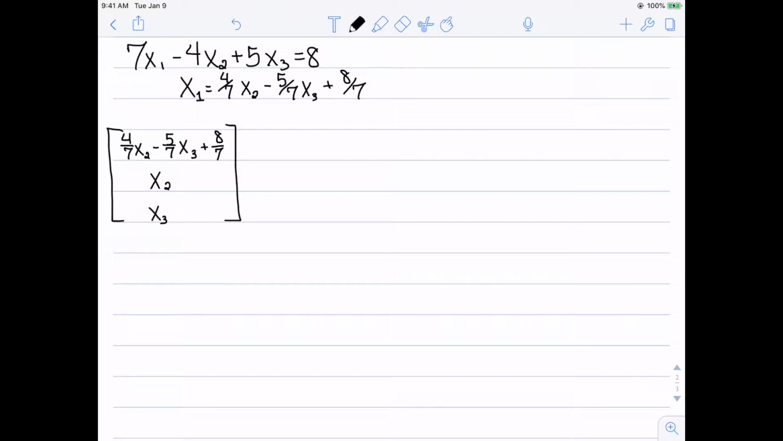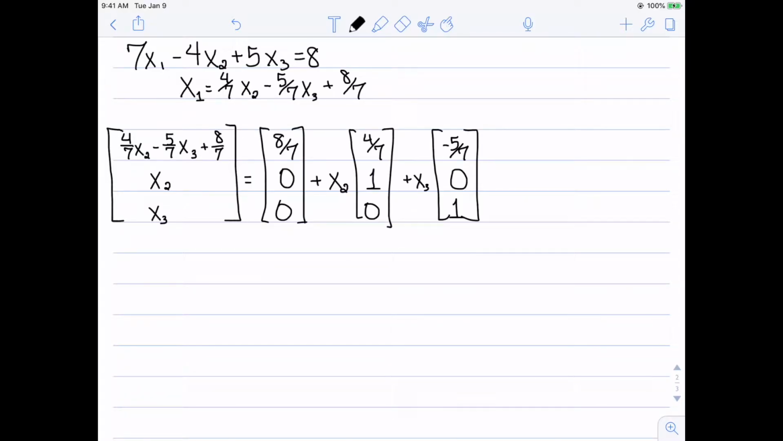I know nothing about x2, so I just write an x2. And I know nothing about x3, so I just write an x3. And then from there, we can go ahead and break this up and factor out our variables. When we do that, we get 8 over 7, 0, 0, plus x2, 4 over 7, 1, 0, plus x3, negative 5 over 7, 0, 1.